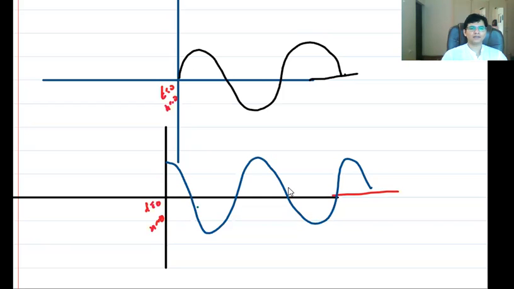Clear? Does everyone understand this? Because when you talk about this, when at t is equal to 0, x equal to 0, this is maximum, but this is 0, right? And at pi by 2, this is maximum, but this is 0, right? So obviously they're not in same phase. Clear? Does everyone understand? Anyone have any doubt in this? Raise your hand, everyone. Like this. Okay? No doubt?